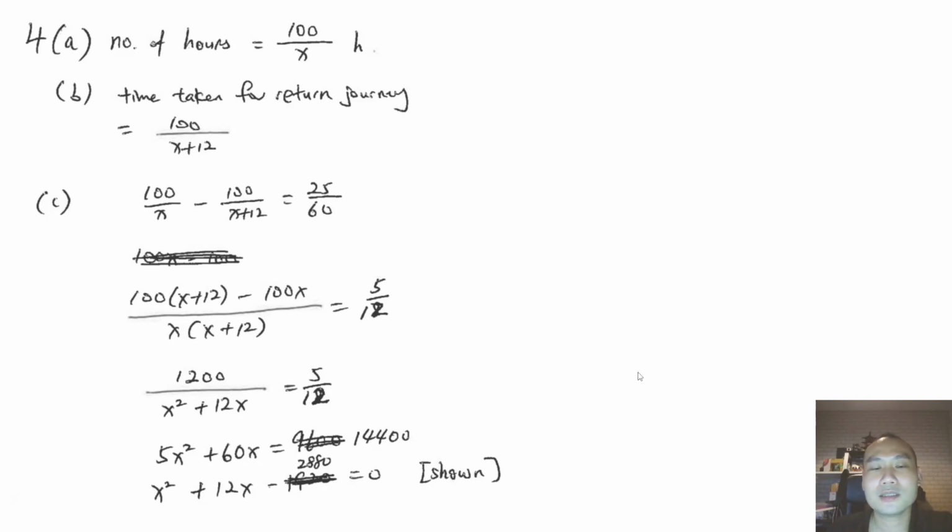Cross multiply, right? Which is something that we discussed in class. So we have 5x squared plus 60x is 14400. After that, we can shift everything to the left hand side so that the right hand side is 0, then divide everything by 5. So we successfully show that x squared plus 12x minus 2880 equals 0, right?